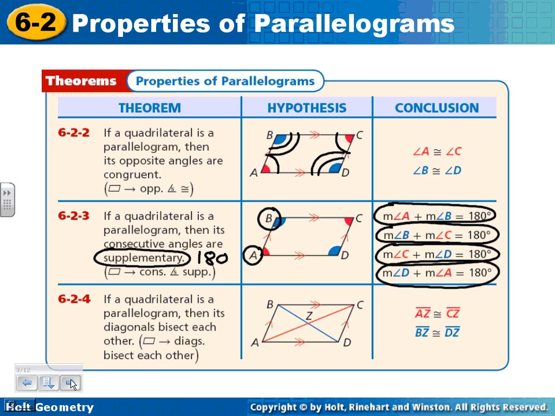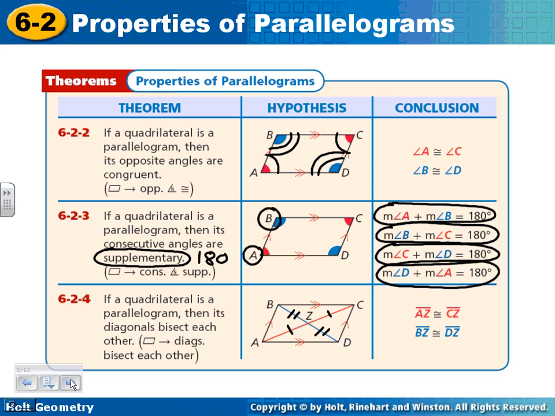So the fourth one here, the very bottom one. Last theorem reads, if a quadrilateral is a parallelogram, then its diagonals bisect each other. Well, a diagonal would be from A to C, so I can put a tick mark there and there. They bisect. Bisect means it cuts it in half. And I can keep going with my tick marks, put a double tick mark there and a double tick mark there.